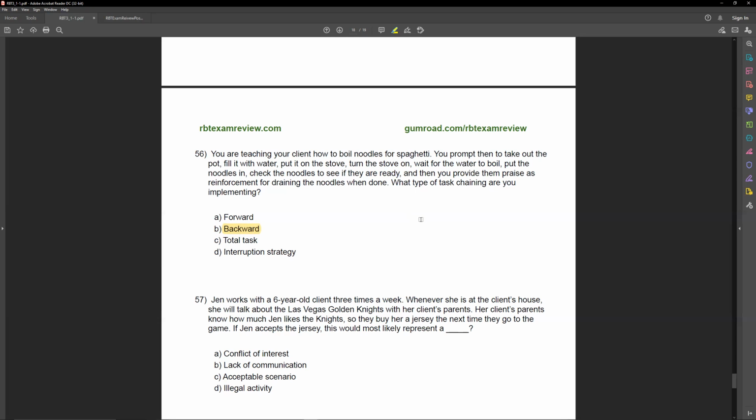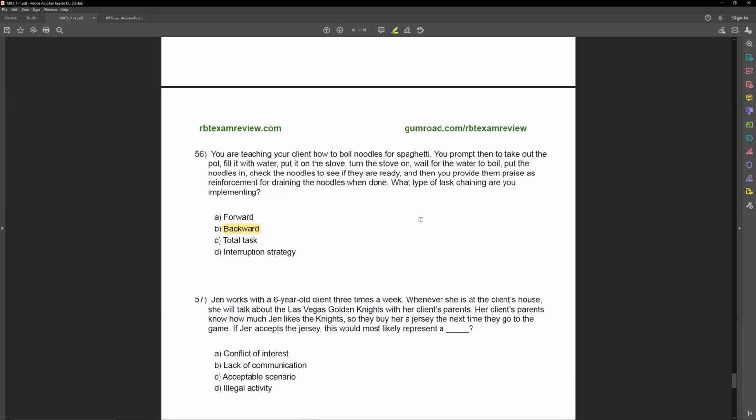Forward chaining is what? In forward chaining, you teach that first step, reinforce, and prompt through the rest. Then you teach the first and second step, then first, second, third. So if we were to teach our client how to take the pot out, and whenever they take the pot out, we reinforce and prompt through the rest, that would be forward. But we're not. We're prompting through the whole task chain until we get to the very end, and only at the end do we provide the client with reinforcement. So that's backward chaining.